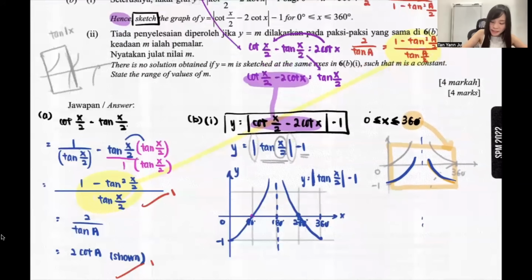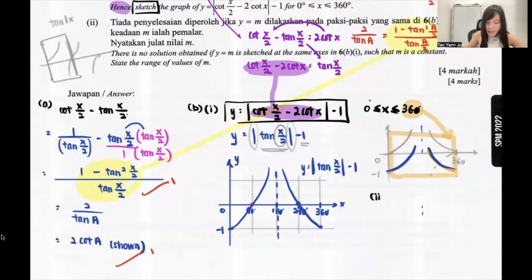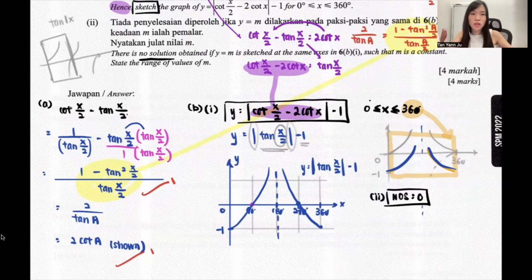Okay, guys, let's move on to the second part. So the second part I do here. Second part, they say there's no solution. Because you remember, under this particular chapter, normally after you sketch the graph, they like to ask you the number of solutions. Number of solutions means what? How many intersection points? So now they say no solution. That means number of solution equals 0. That means instead of asking you the number of solutions, they give you the number of solutions.